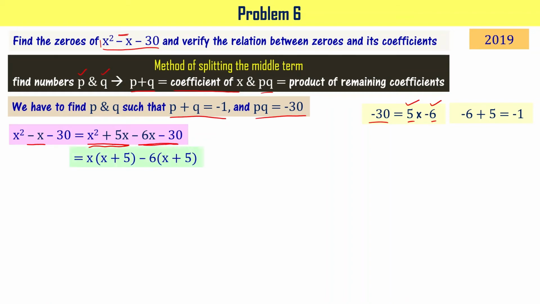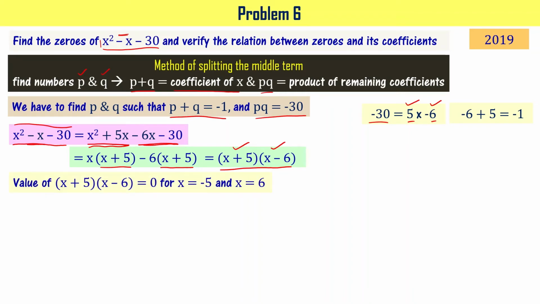When I do that, I can write it as x times x plus 5 minus 6 times x plus 5, right? Now I can take x plus 5 as the common factor from these two terms, right? When I do that, it can be written as x plus 5 times x minus 6. The given quadratic polynomial x square minus x minus 30 can be written as x plus 5 times x minus 6. These two are also called linear factors of the given quadratic polynomial, right?